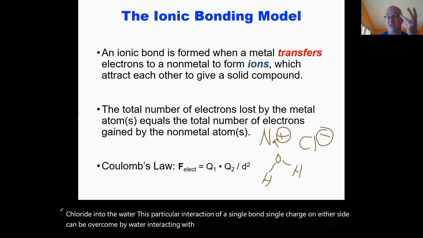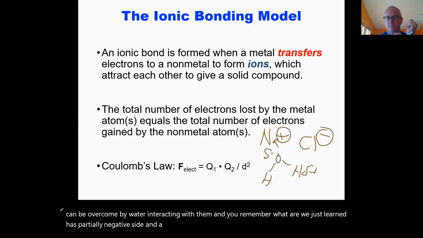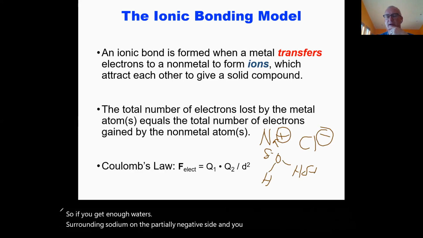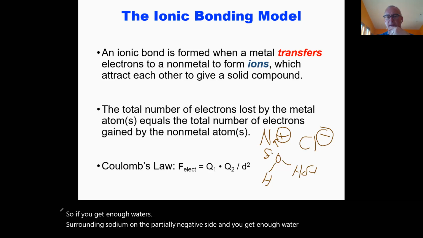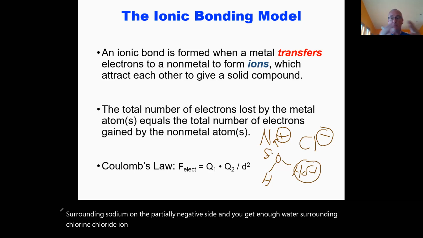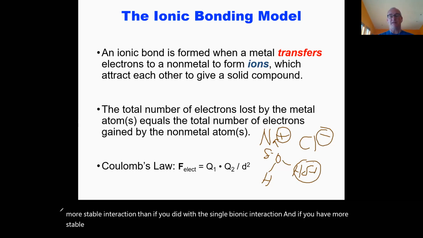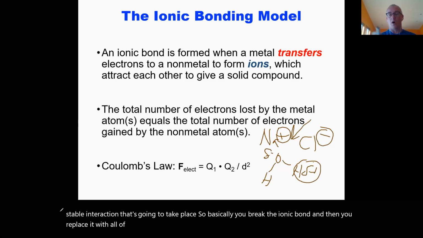And you remember water, we just learned, has a partially negative side and a partially positive side. So if you get enough waters surrounding sodium on the partially negative side, and you get enough water surrounding chloride ion with the partially positive side, you get more interactions. You get a higher, more stable interaction than if you did with the single ionic interaction. And if you have more stable interaction, that's going to take place. So basically, you break the ionic bond, and then you replace it with all of these water-ion interactions.